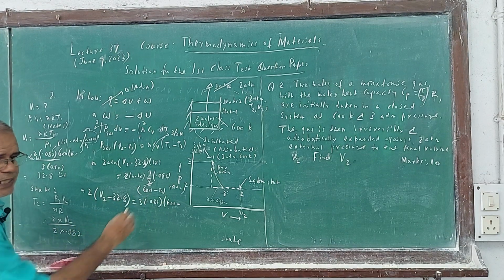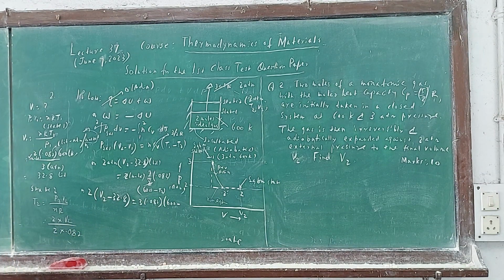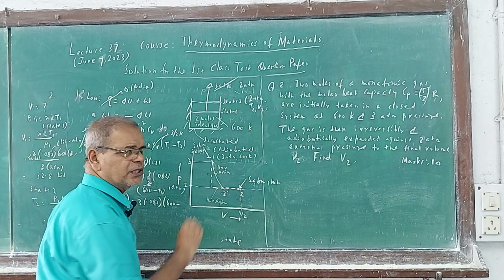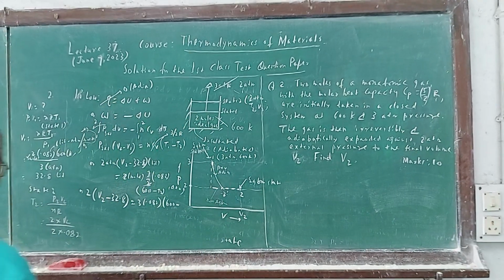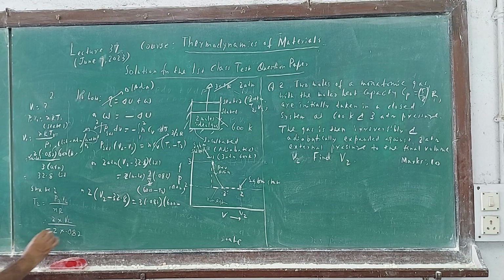See, V2 and T2, one connection, and another connection is the process. So you express T2 in terms of V2. Don't keep 2 unknowns, keep only one unknown here. So what is T2? If you substitute this, you get T2 in terms of V2.